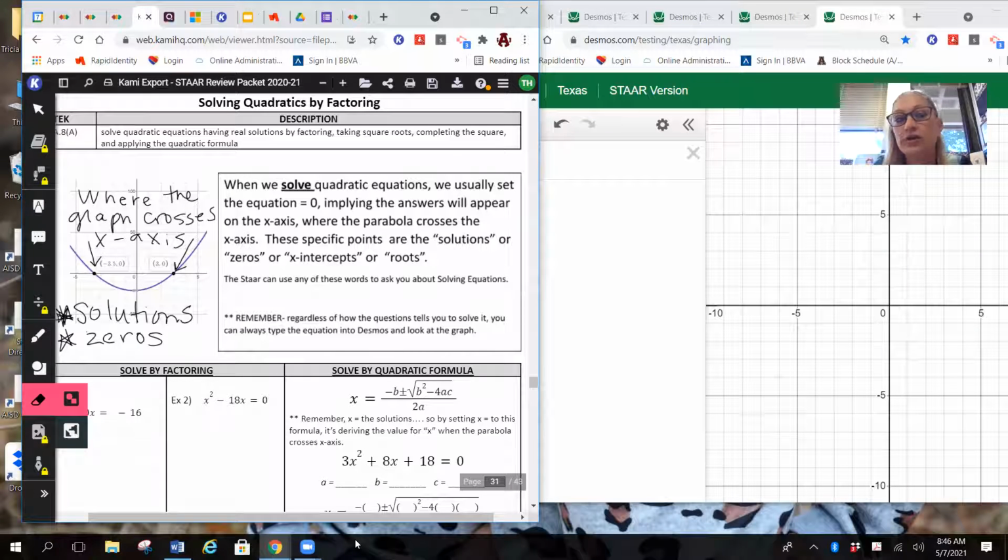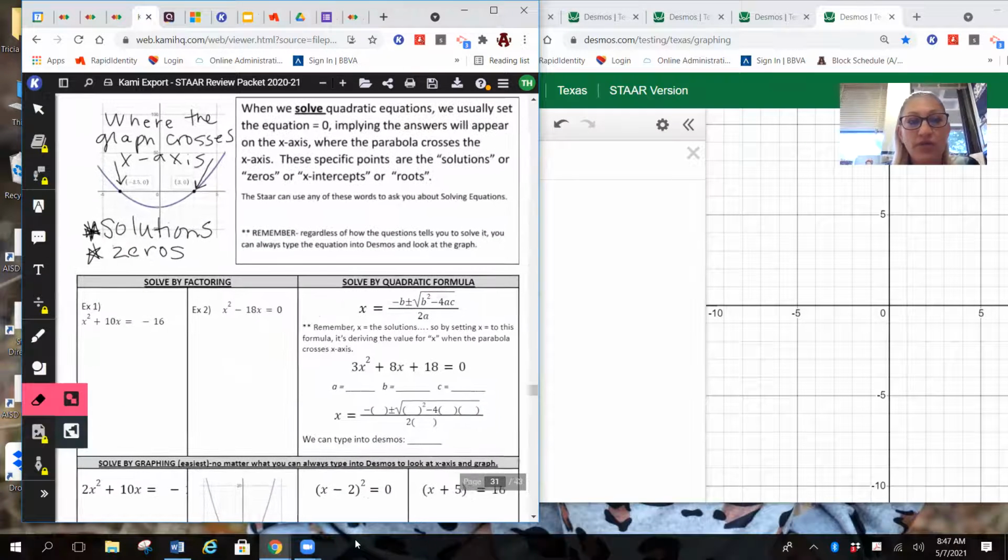So this year, due to COVID and virtual learning, we did not teach you taking square roots. We did not teach completing the square, and we did not teach the quadratic formula. All we taught was factoring. But we know how to solve by graphing and solve by factoring. So as long as you know solve by graphing, you can answer all of the questions regarding the other methods. So not to freak anybody out.